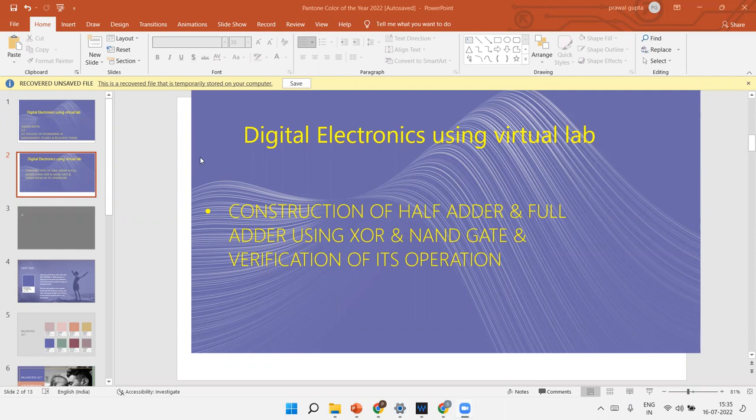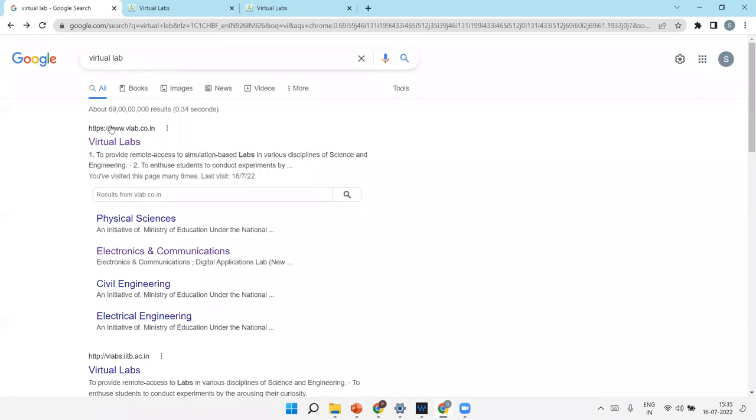Today I am again here with a new lecture of digital electronics using virtual lab. Today we will learn construction of half adder and full adder using XOR and NAND gates, and the verification of its operation. Okay, without wasting much time, go to Google and type virtual lab, or you can type vlab.co.in.